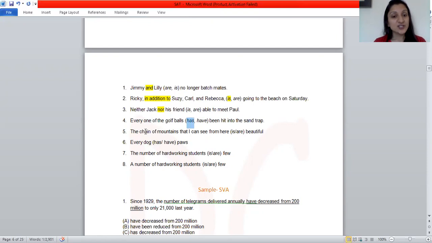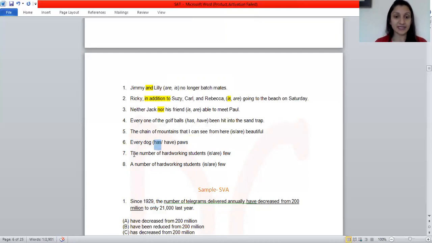Next, the chain of mountains that I can see from here. So mountains are beautiful or chain is beautiful? Ask yourself. Chain is beautiful, and that's why is the correct answer. Next, every dog has paws or have paws. It's every singular. So dogs have paws, but every dog has paws.